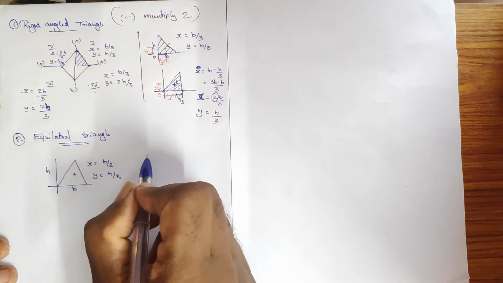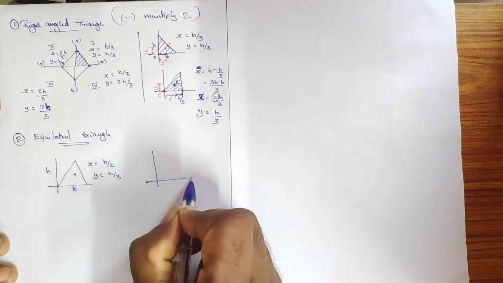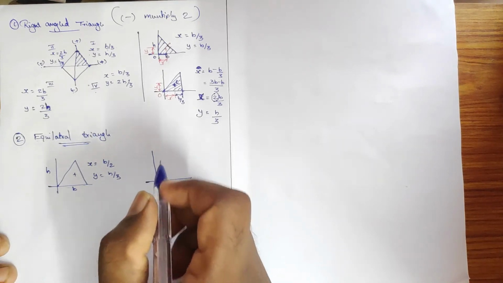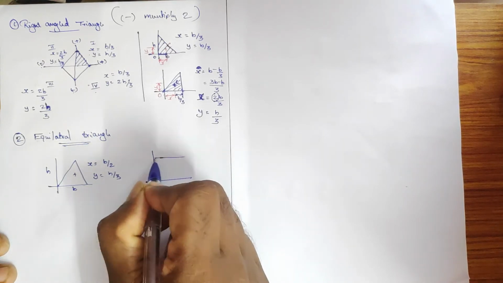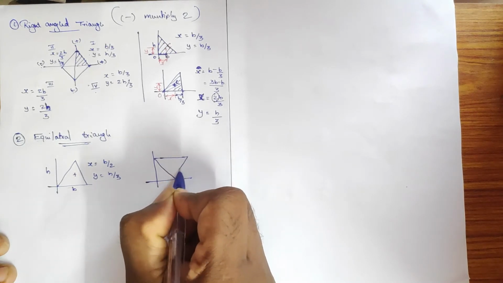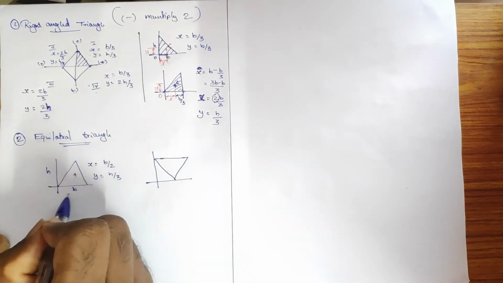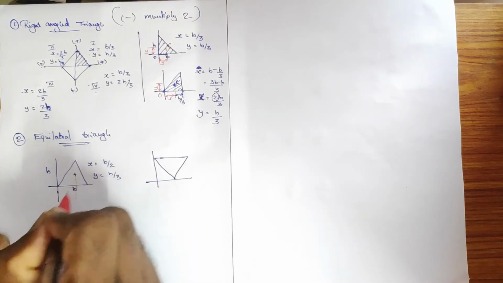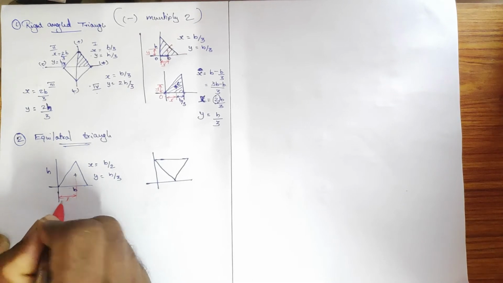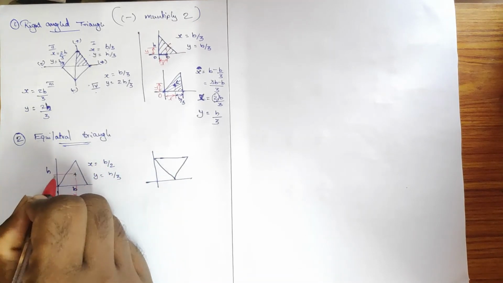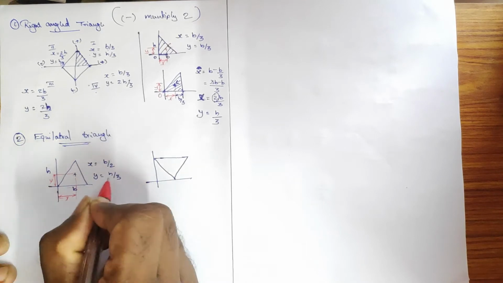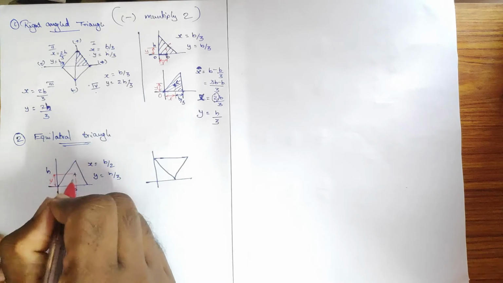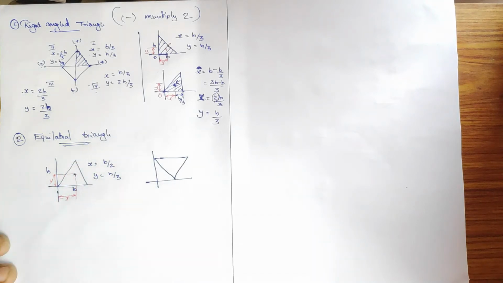Okay, so suppose the position is something like this, the inverted position. Here x is b by 2. Here y is h by 3. H is the total height. Okay, h is the total height here. Let it be.